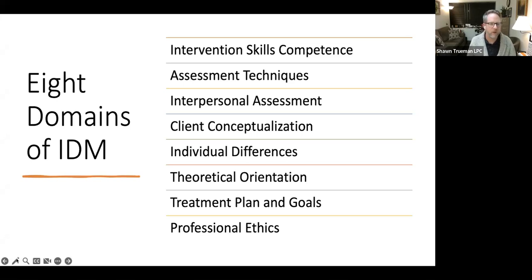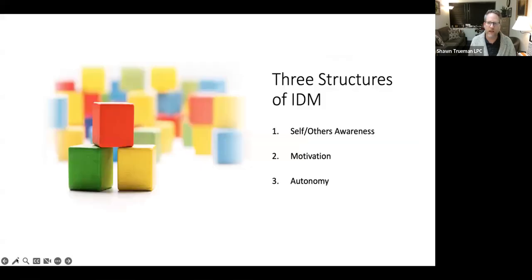There's the domain of treatment plan and goals, which really just speaks to the idea of the clinician's ability to organize one's own efforts in working with the client and then putting those into practice. And then the 8th domain of professional ethics, which is the integration of professional ethics with their personal values working with their client. So there are 8 domains, and those 8 domains are evaluated in one of 3 structures.